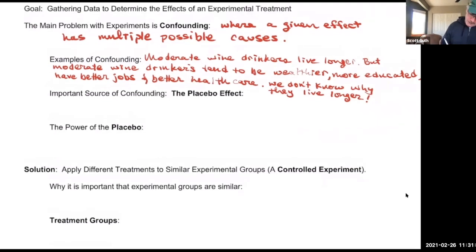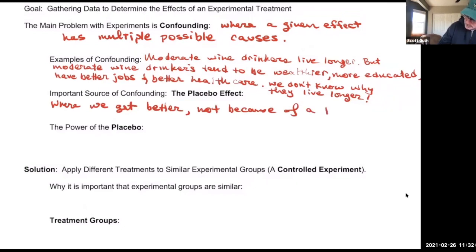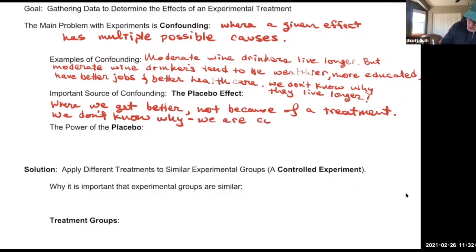Now the placebo effect is an important source of confounding. That's where we get better, not because of a treatment, we don't know why. We are confounded. Remember, confounding is where there's an effect, but you don't know what the cause is.